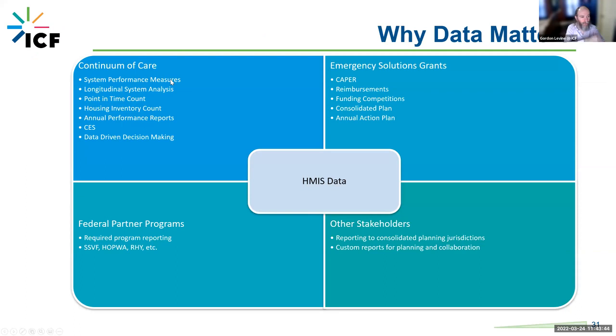So why does data matter? For COCs, they care about it for their system performance measures, which are their general overall annual report of how they're doing. Their LSA, which is similar, but it's a congressional report. The point in time count, which is their annual assessment of how many people are experiencing homelessness in the area and in what ways. Their housing inventory chart, which is their annual assessment of how many beds they've got at any given time and year round. Their annual performance reports, which is their project level annual assessment, for coordinated entry, especially assessment of the performance of coordinated entry, and ultimately to create data-driven decisions.